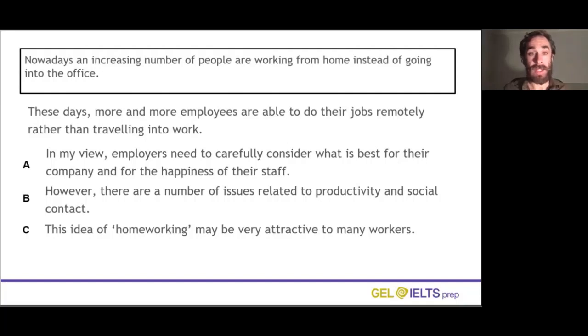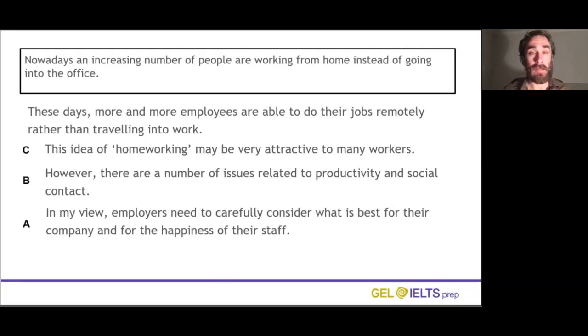The correct order is C, B, and then A. So our first sentence was, these days more and more employees are able to do their jobs remotely rather than travelling to work. I've paraphrased the question, and it's also a sentence which gives us some context, some background before we argue the points of the essay.